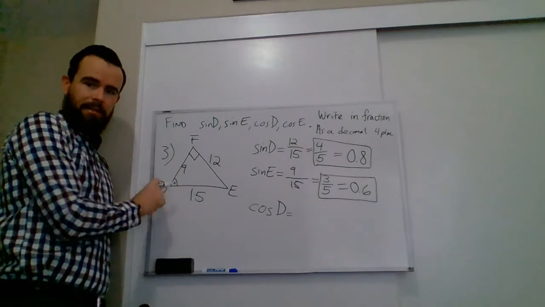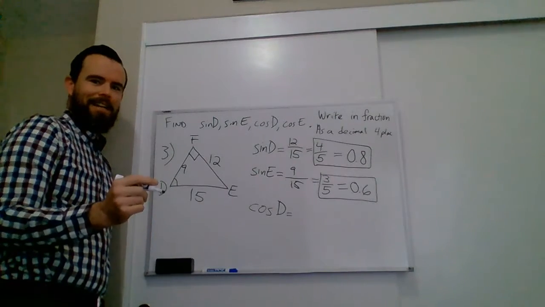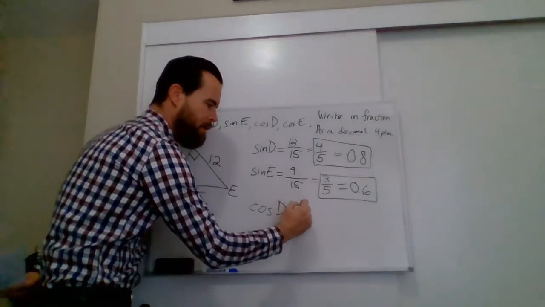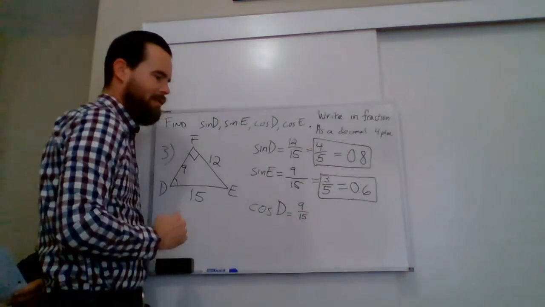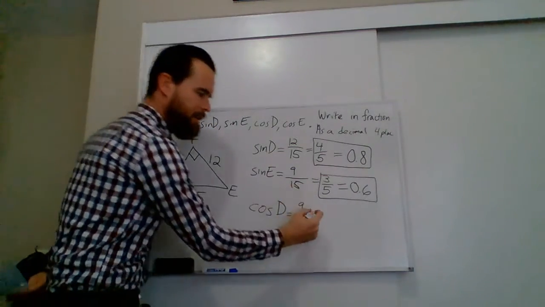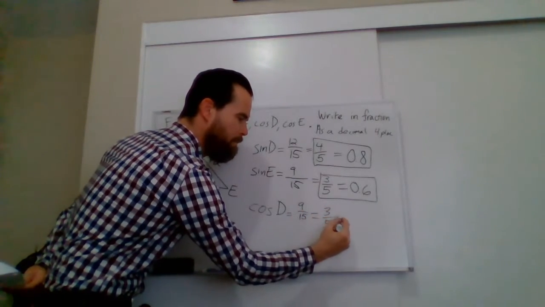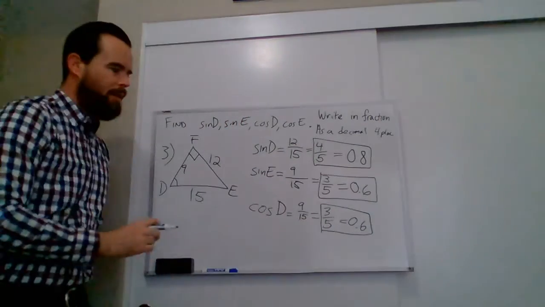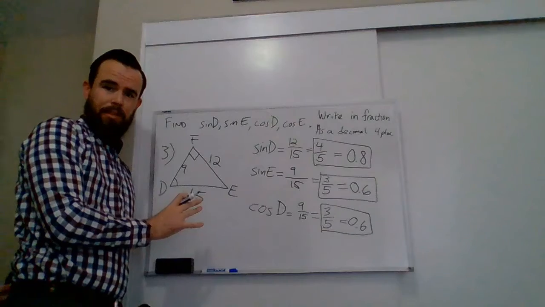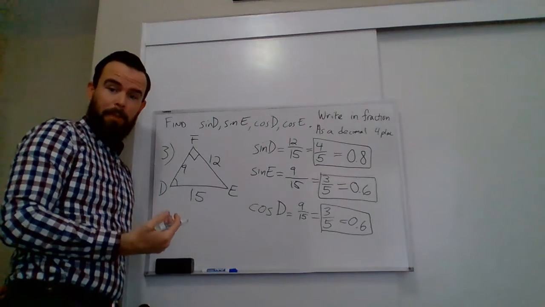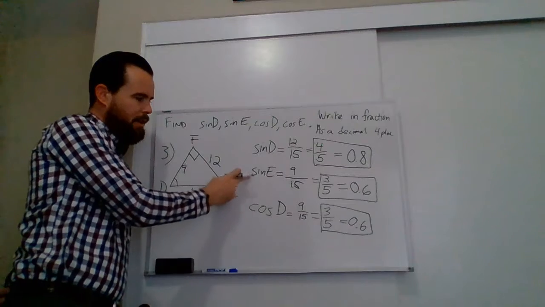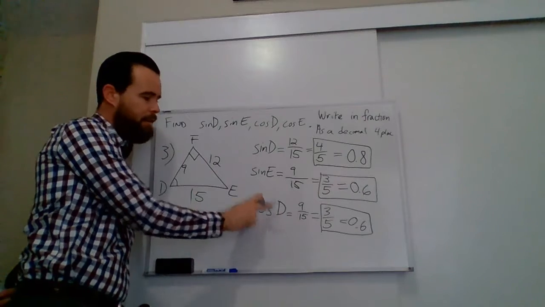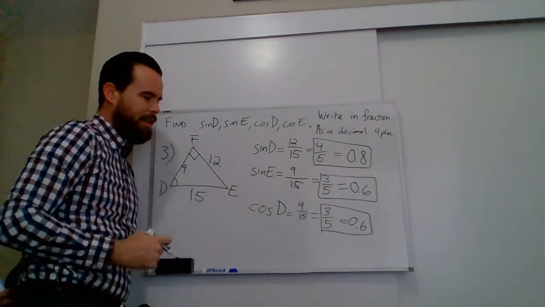And cosine is adjacent over the hypotenuse. So we're looking at this adjacent side over the hypotenuse. Oh, 9 over 15. We already got this. And that's not surprising because that last thing we just looked at was the sine and cosine of complementary angles. And sine of E is equal to the cosine of its complementary angle, which is D. So sine E equals cosine D.